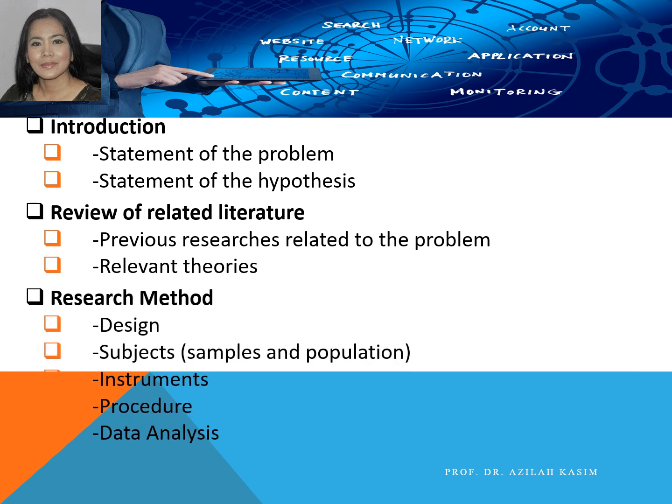The review of literature section should have previous researches related to the problem and relevant theories. Okay. The methodology section should have the design, how you want to go about doing this research. Are you going to approach it quantitatively or qualitatively, or are you going to use mixed methodology? Who will be the subjects of your research? What will be the instrument that you use? What procedures of data collection will you use? How would you analyze the data? So all these have to be under research methodology.